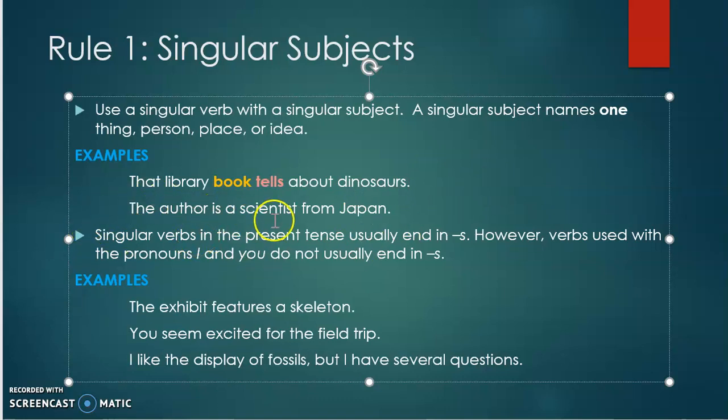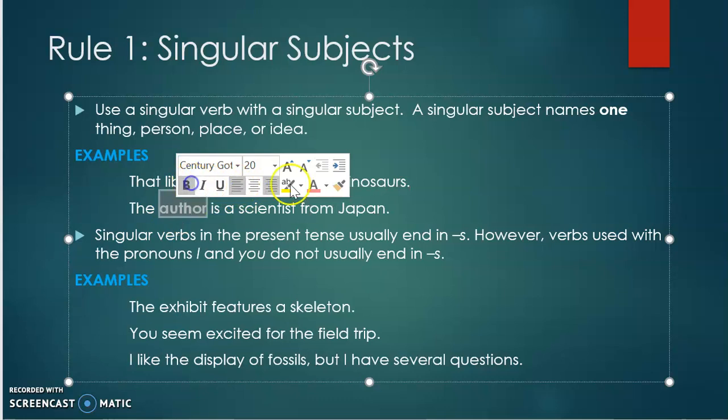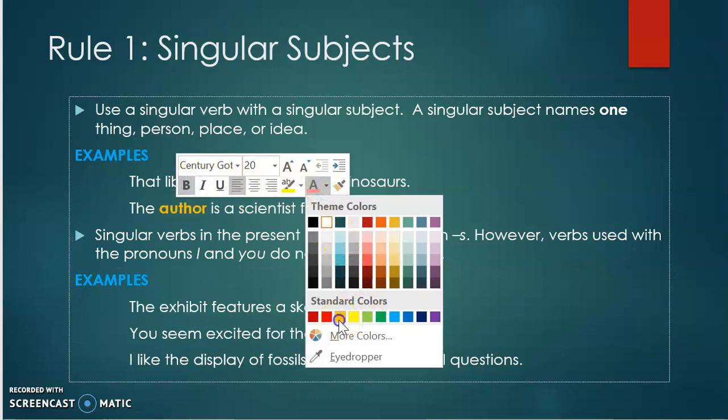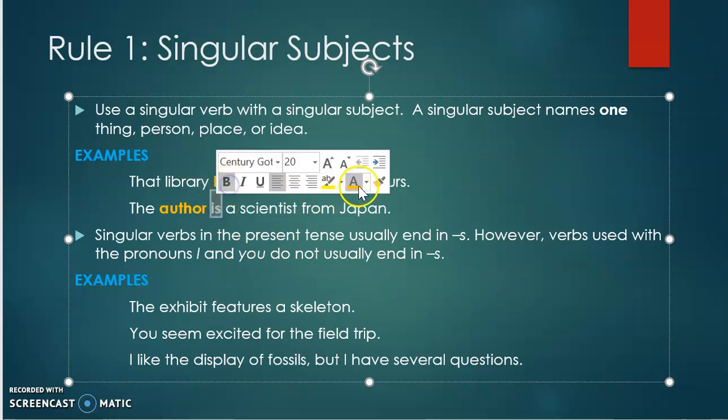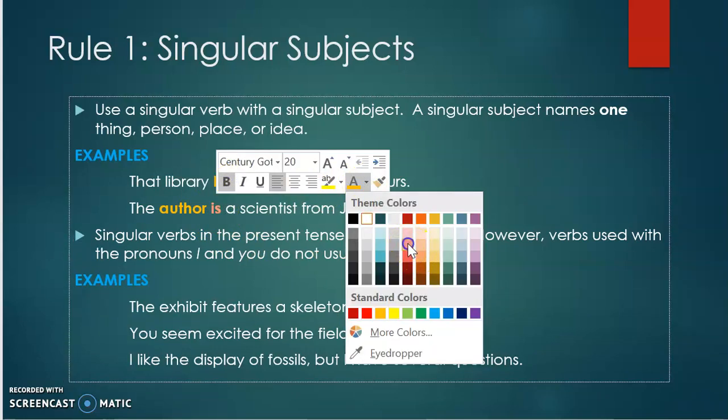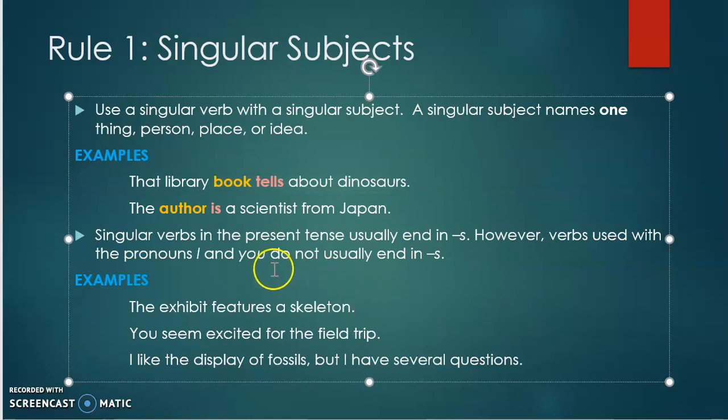The author is a scientist from Japan. Well, who or what is the sentence talking about? It's talking about the author. And what is the author? Well, in this case, is. So those are singular verbs, meaning one subject, book and author.